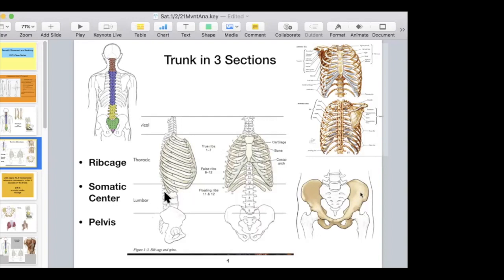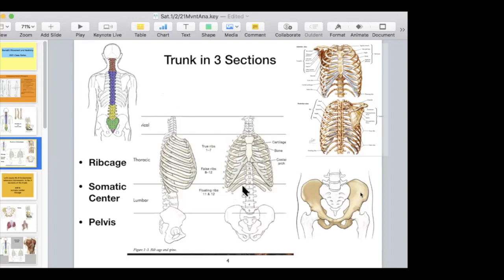And then with our somatic center, we have the famous low back. The lumbar spine is part of the somatic center, just like the thoracic spine is part of the rib cage section. And the sternum in the front is like the thoracic spine in the back. The thoracic spine in the back is like the sternum in the front. And front to back, we connect with the ribs. This is the rib cage section.